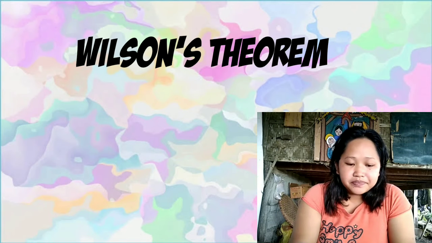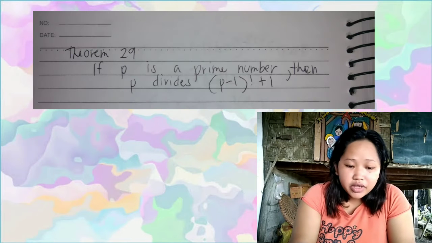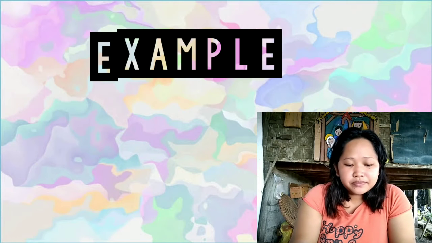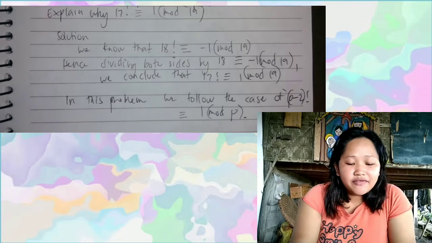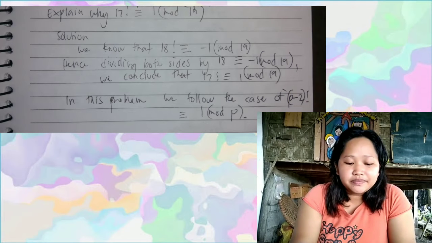The first topic of the application of congruences in number theory is the Wilson theorem. Theorem 29 of Wilson theorem states that if p is a prime number, then p divides (p minus 1) factorial plus 1. Example. Explain why 17 factorial is congruent to 1 modulo 19.